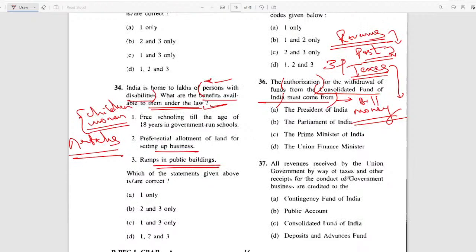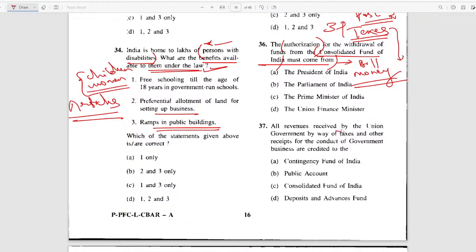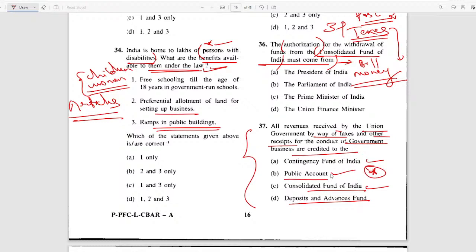All revenues received by the union government in the way of taxes and other receipts for the conduct of government business are credited to... In this year itself, they have asked the same question. So contingency fund of India, public account, consolidated fund, and deposit and advanced fund. So go through these 3 accounts. These are important. And how does the government withdraw the amount from these? And what kinds of money goes into these funds? Contingency fund, public account, and consolidated fund. These are all important topics.